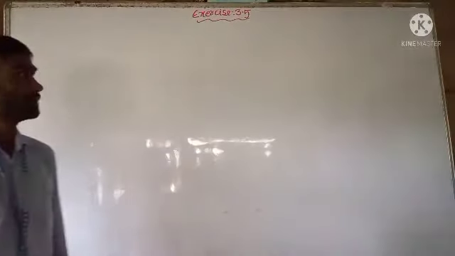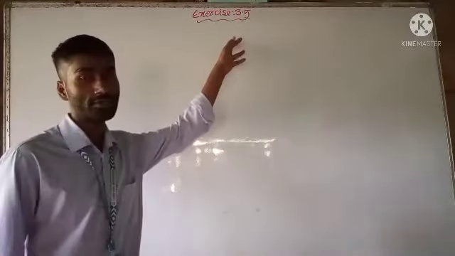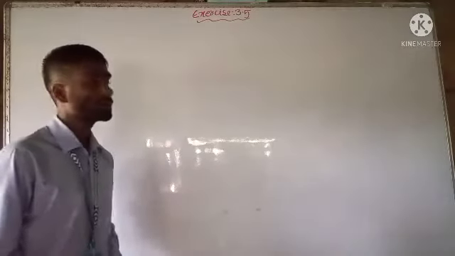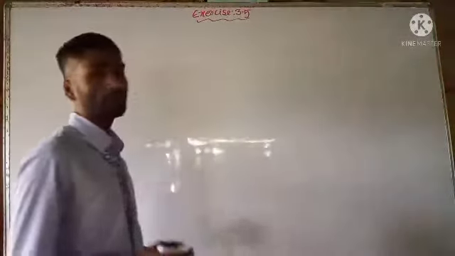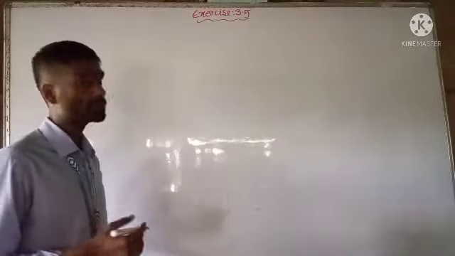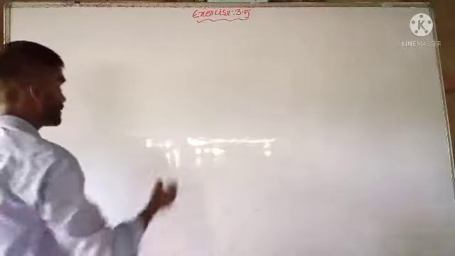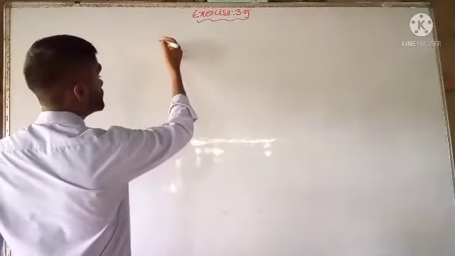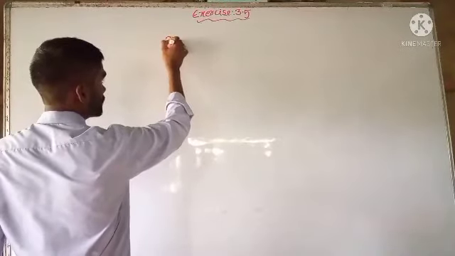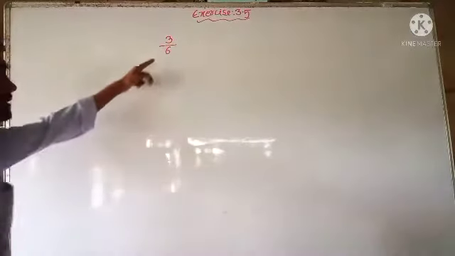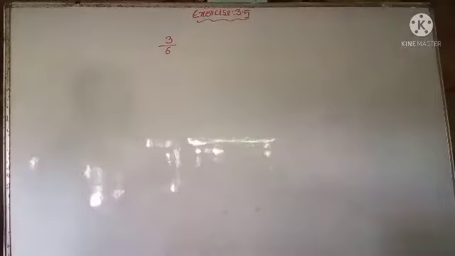Hello students, today we will start a new exercise, exercise 3.5. In this exercise we are going to learn how we can convert rational numbers into decimals. Suppose I take 3 by 6, this one we will convert into decimal form.